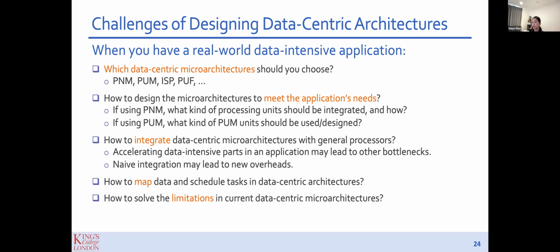And how to solve the limitations in the current data-centric microarchitectures? Like there are errors in the analog computing. There are also limited functions supported by processing near memory. Like we can't really support a lot of floating point computation. So yeah, there are many challenges in designing data-centric architectures.